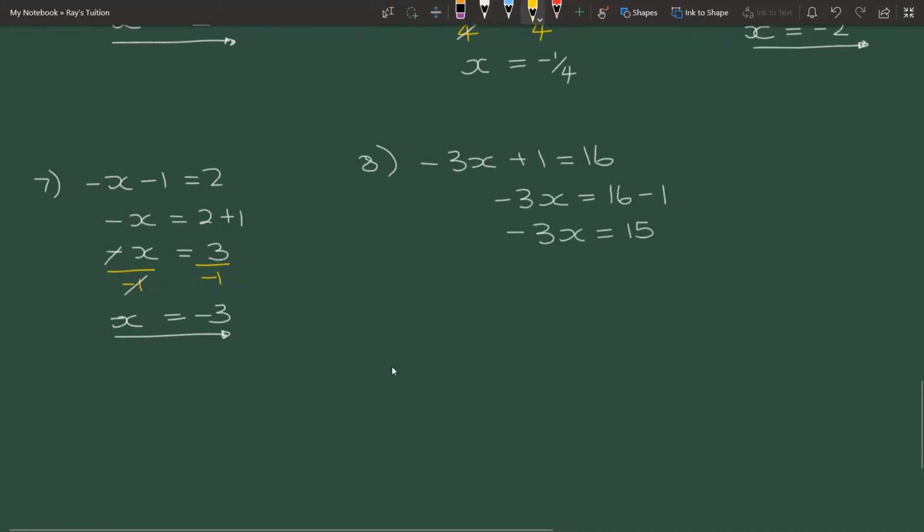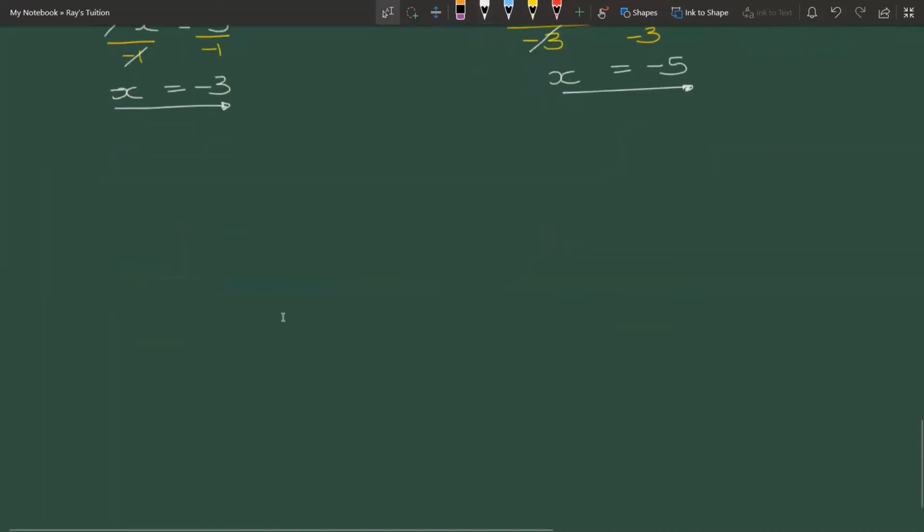And we would like to get rid of the minus 3. So here we're going to divide both sides by minus 3. The minus 3's then cancel out, and we get x all by itself. And 15 divided by minus 3 is minus 5. Two more examples to do.